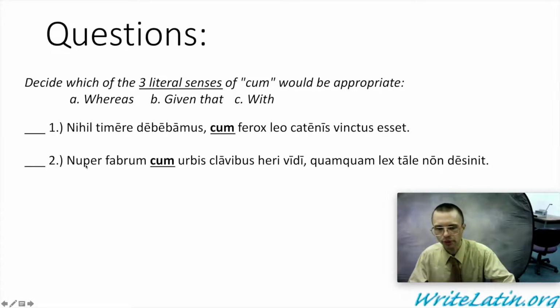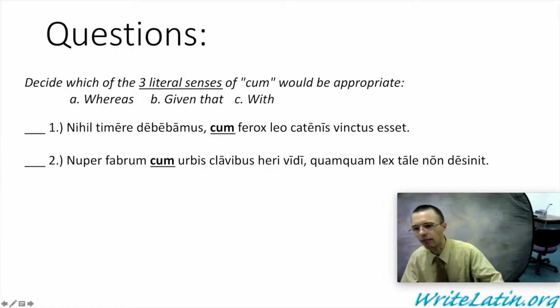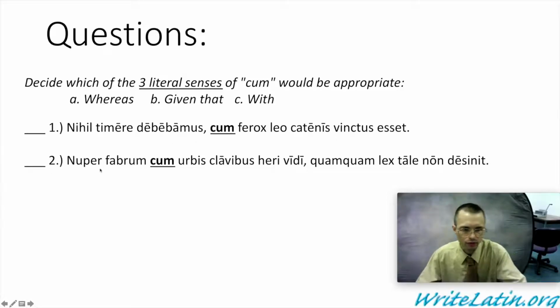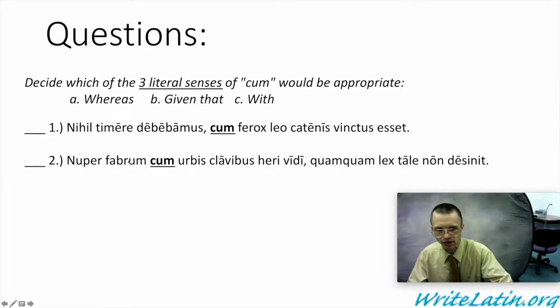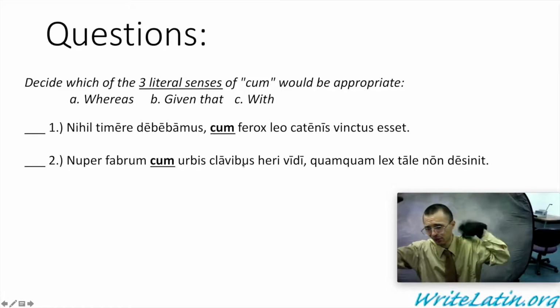Next one. Nuper fabrum cum orbis clavibus herri vidi, quamquam lex tale non desinit. All right, so recently, a craftsman with the city's keys yesterday I saw, although the law such does not permit. All right, so what usage of cum would this be? Well, obviously it's cum clavibus, cum plus the ablative. So this isn't even a cum clause at all.